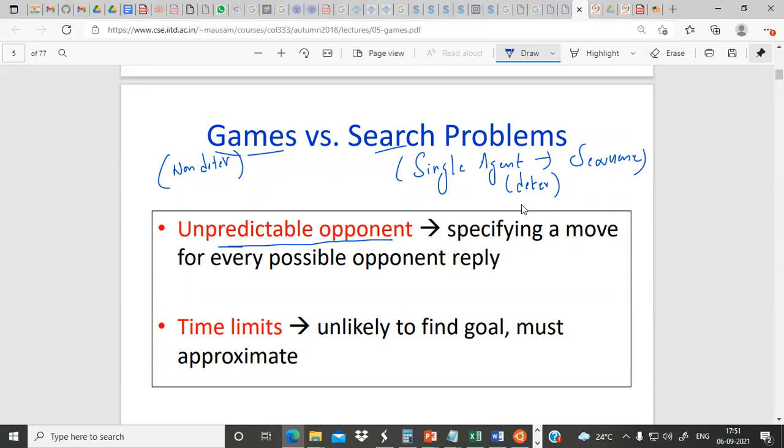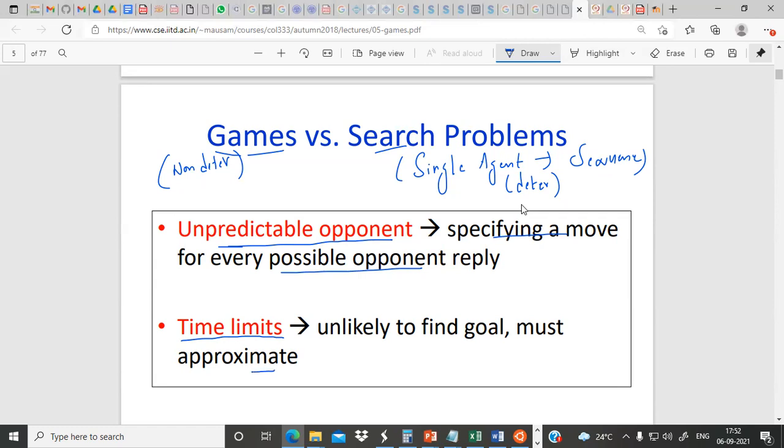And according to the opponent's move, we have to make our move, so that it is called a strategy. That is specifying a move for every possible opponent reply. So depending on the opponent's move, we should make our plan. We cannot make a plan only thinking of ourselves, right? We should also think of the opponent. If I do this, what will the opponent do? If the opponent does that, then what should I do? Accordingly, we have to make a plan, right? And also there is a time limit. Time is another factor. It is unlikely to find the goal exactly, so we must approximate.